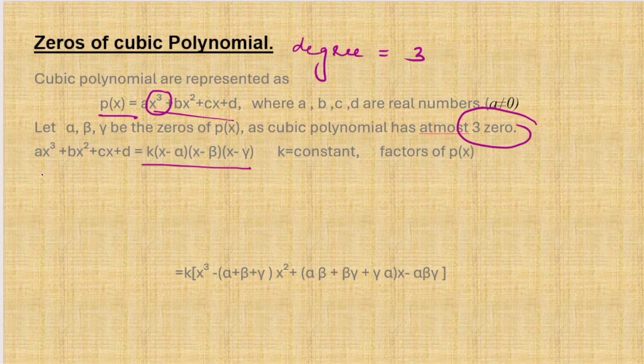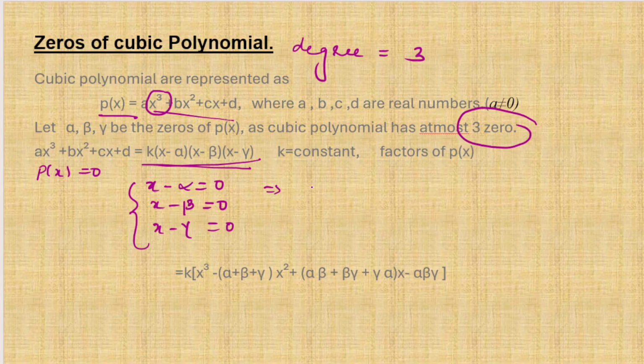And how can we find the zeros of the polynomial? By putting p(x) = 0. So we have x − α = 0, x − β = 0 and x − γ = 0. If any of these is 0, then the polynomial expression becomes 0. So we have x = α, x = β and x = γ. All these are the zeros of the cubic polynomial. So let α, β, γ be the zeros of the polynomial.